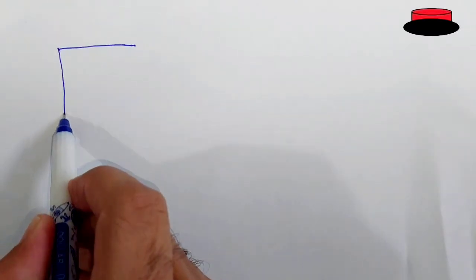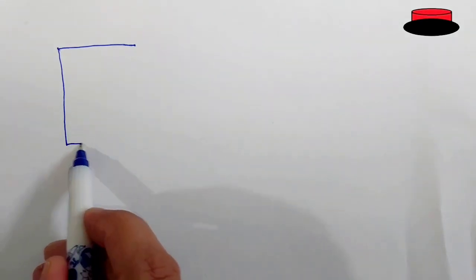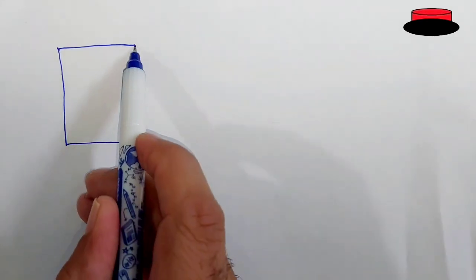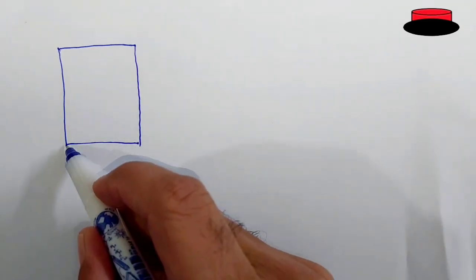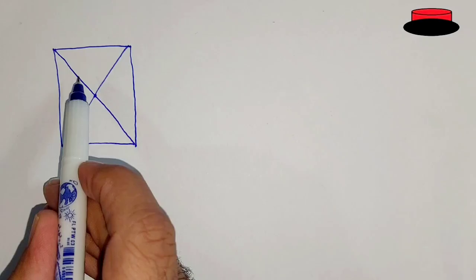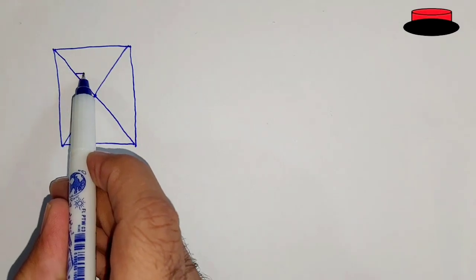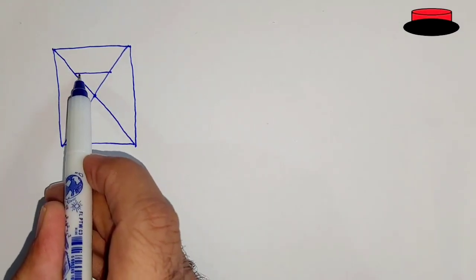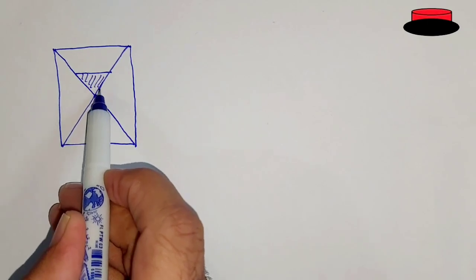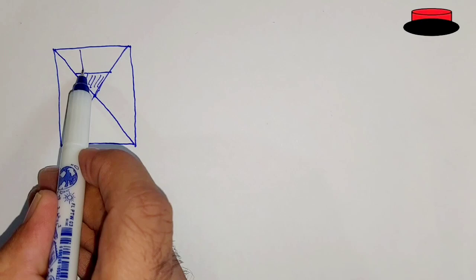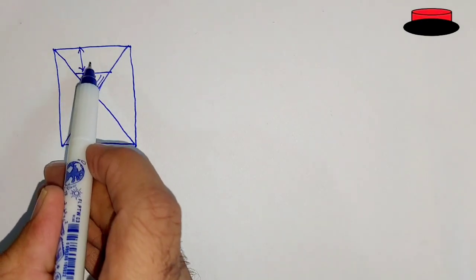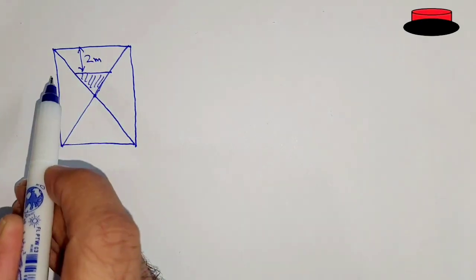In this video, let's suppose here we have the diagram. This is the rectangle. We know that the rectangle is a figure in which the two opposite sides are equal, and these are the two lines, the diagonals, and this is the shaded area, and we have to find out this shaded area.